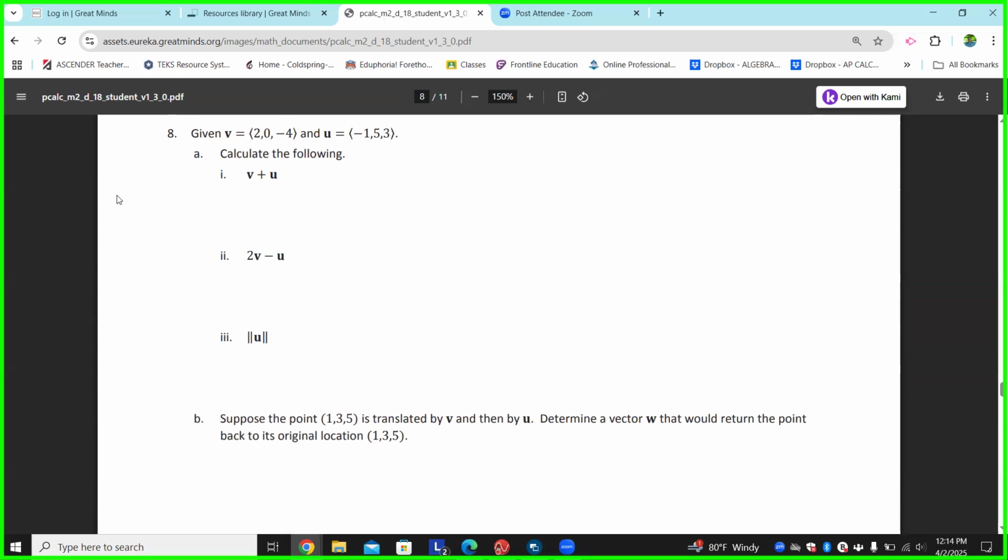All right, number 8, it says, given these 2 vectors, we're going to calculate the following. So I want you to go ahead and try to do I, 1, 2, and 3 in Roman numerals, and then we'll come together, talk about it, and then do B.